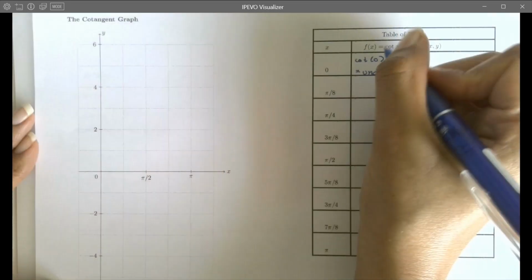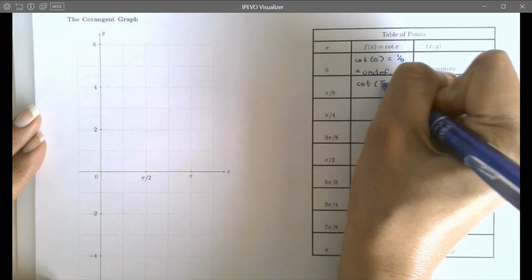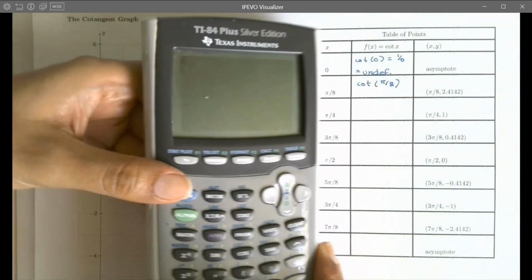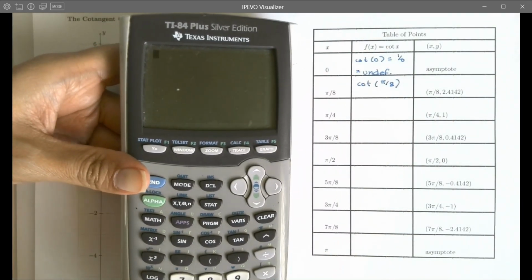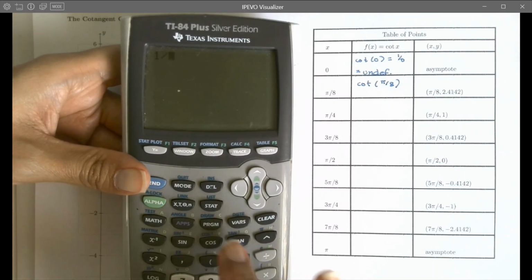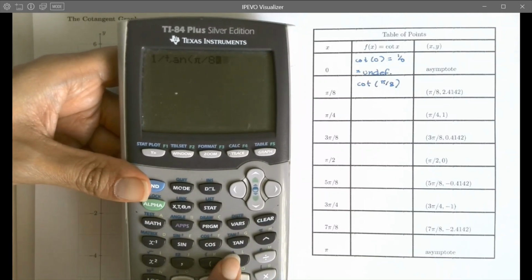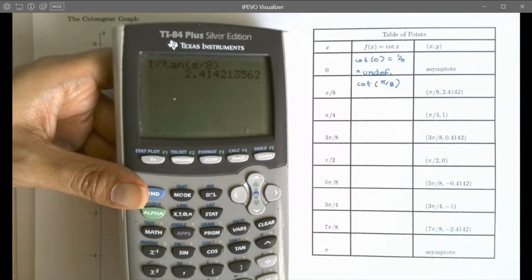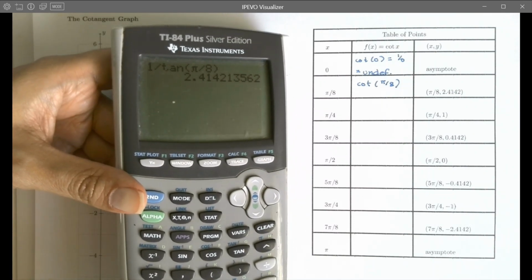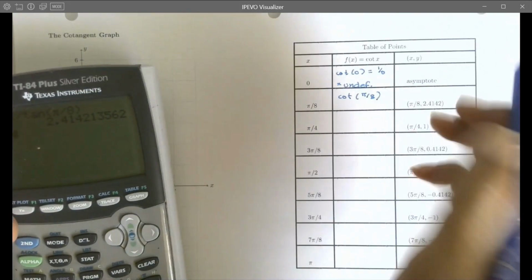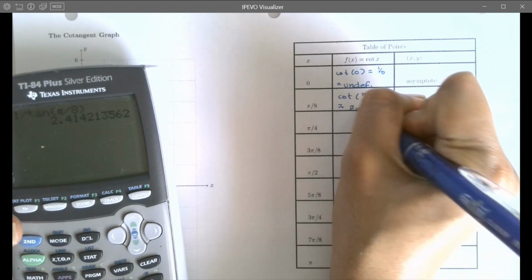What about cotangent of pi over 8? Well, pi over 8 is not something we have on the unit circle, so we're going to have to use our calculator. And to do so, we can type 1 over tangent, because remember, cotangent is the reciprocal of tan. So 1 over tangent of pi over 8. And that's going to be approximately 2.4142, which agrees with the y value that they gave us. So it's approximately 2.4142.